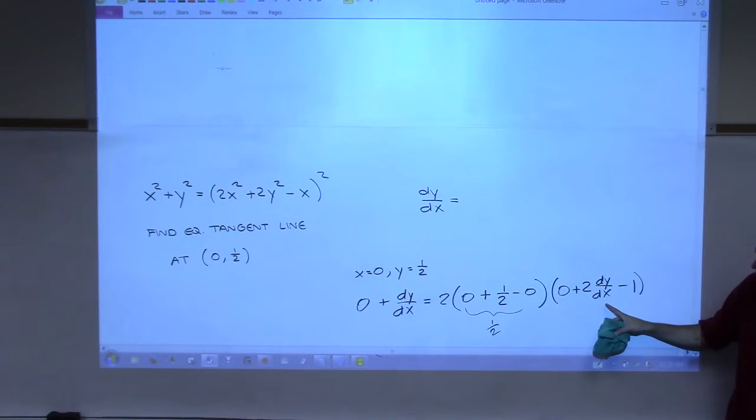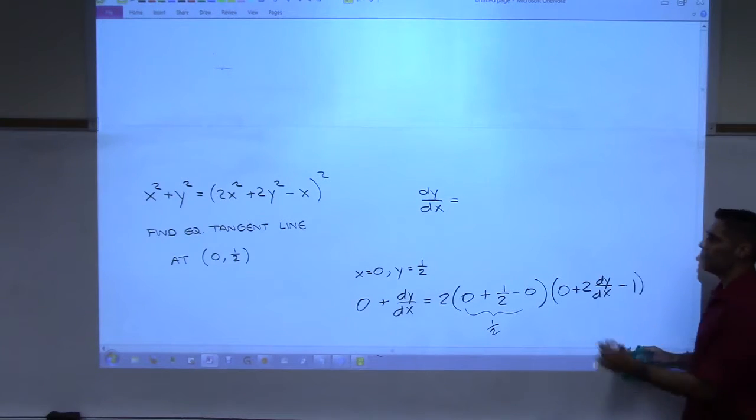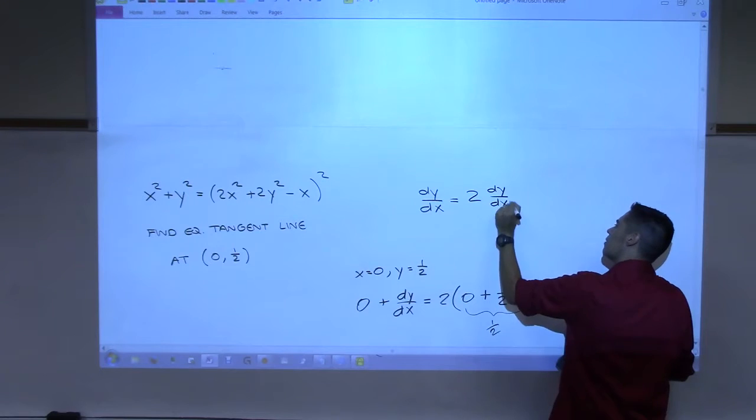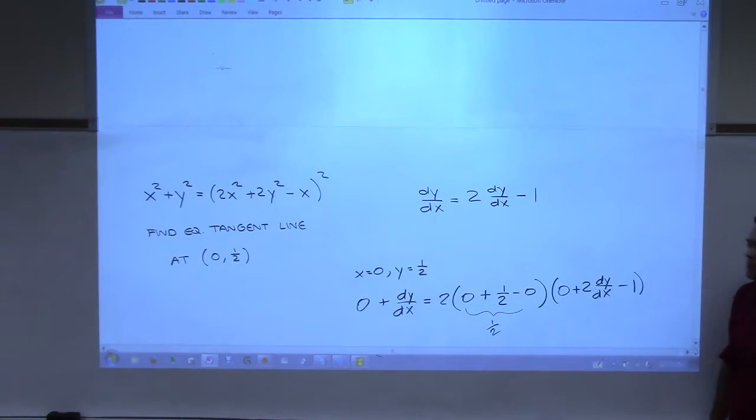And then over here, what do we have? 2 dy/dx minus 1. So I'm just going to write 2 dy/dx minus 1. So that's your right side. We good with that? Yep. Let's solve for dy/dx.